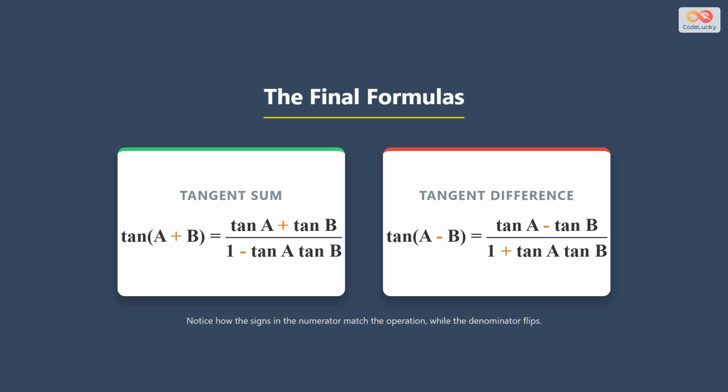Here are the two formulas side by side. For the sum, the numerator has a plus sign and the denominator has a minus sign. For the difference, the signs are flipped. The numerator has a minus sign and the denominator has a plus sign. Notice the pattern. The sign in the numerator always matches the original operation.